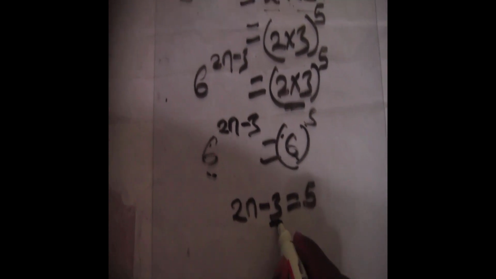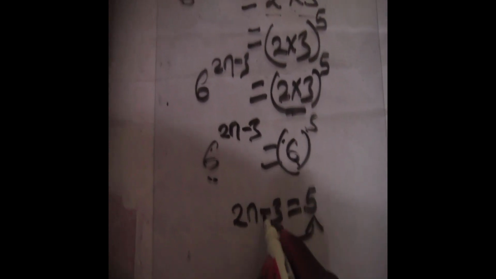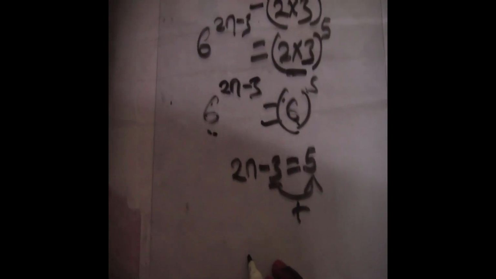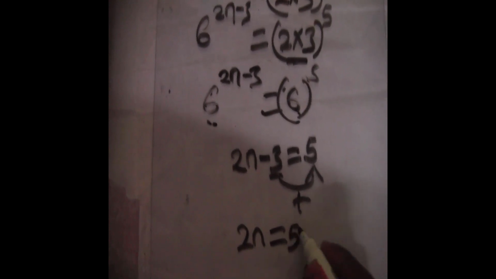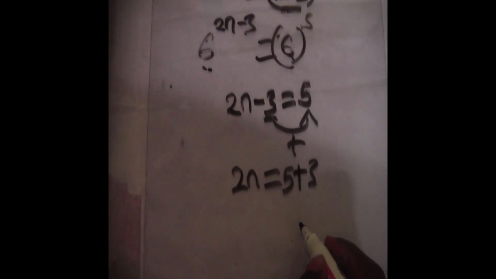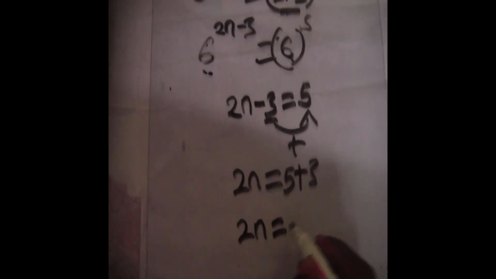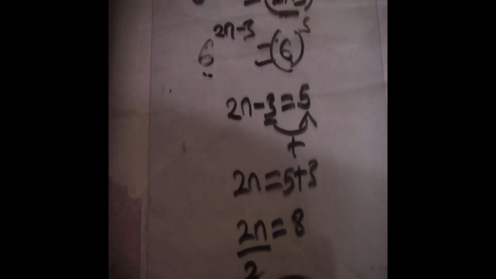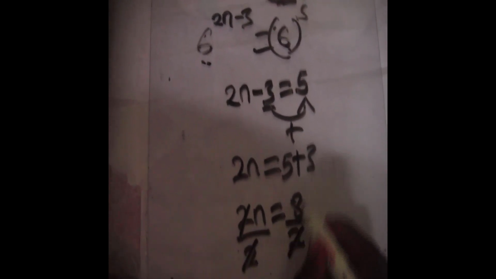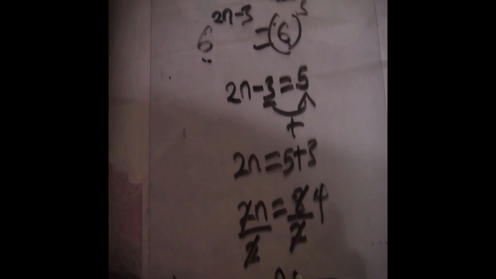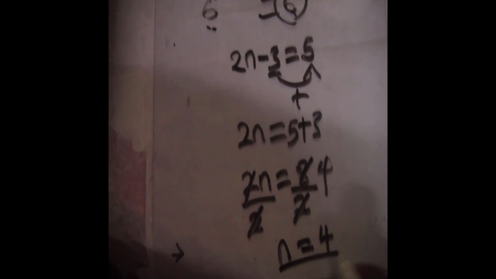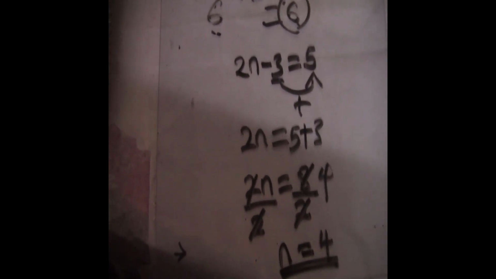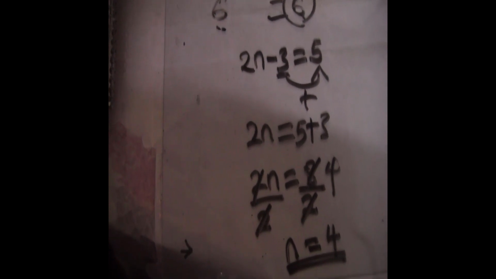So this 3, you take it to the other side, it will be plus. So this will be 2n is equals to 5 plus 3, which is 2n is equals to 8. Divide by 2, divide by 2. For our case n is equals to 4. That was the answer for that question of 2018.